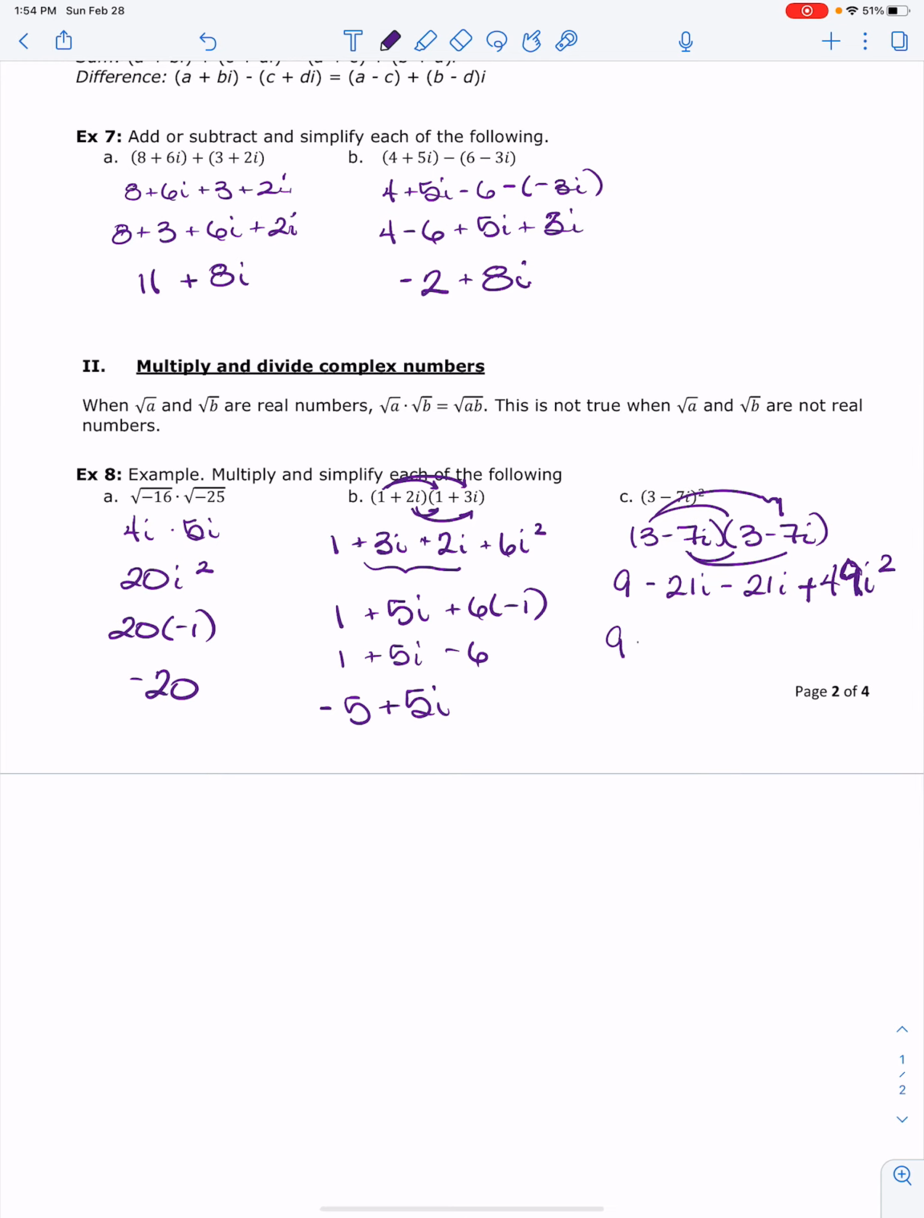I get 9 minus 42i minus the 49, because we're going to multiply that 49. We're going to replace the i squared with a negative 1. I get negative 40 minus 42i. Again, we've got a real part and an imaginary part.